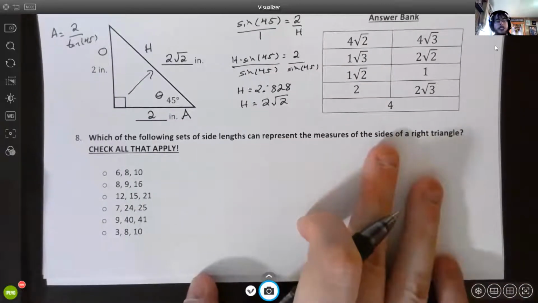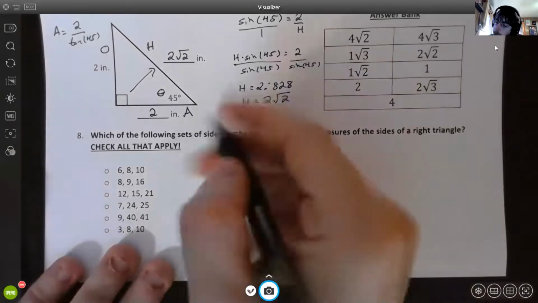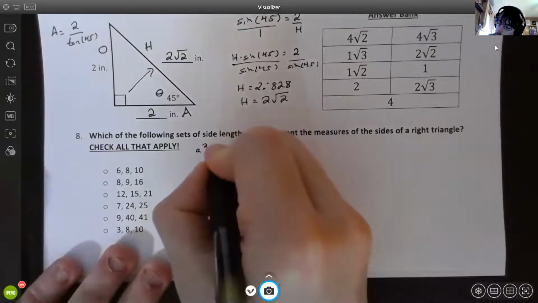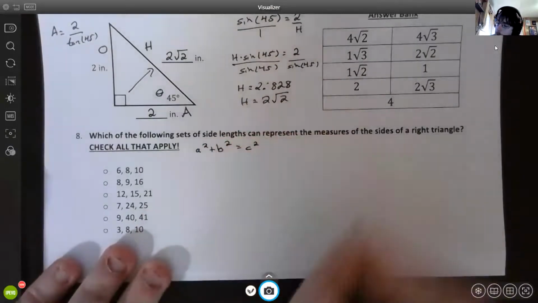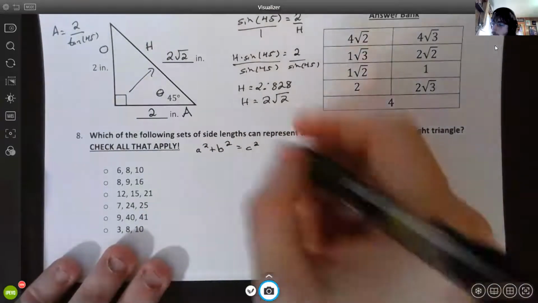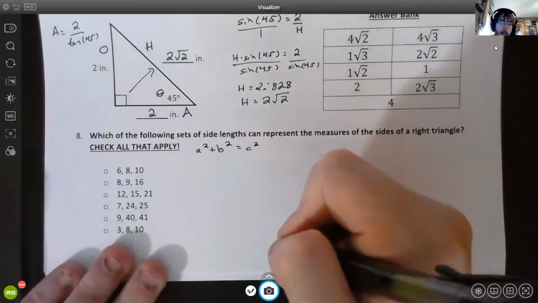All right, number 8. Which of the following sets of side lengths can represent the measures of the sides of a right triangle? Check all that apply. So this is where you are doing your a squared plus b squared must equal c squared. If it doesn't equal c squared, then it's not a right triangle.